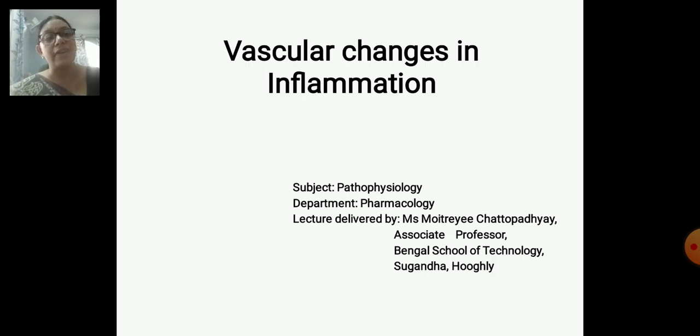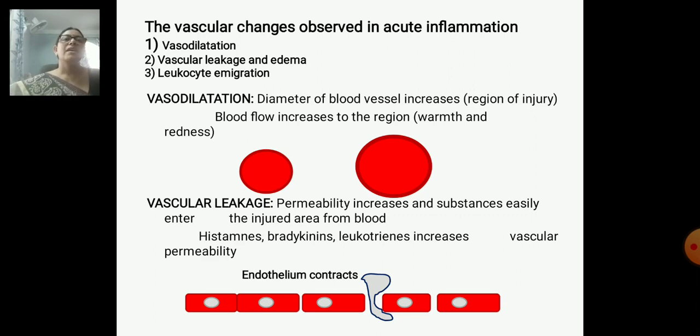Now, what do you mean by vascular changes? Remember, anything that is written with vascular is related to the vessel or the blood, that is, blood vessel and the blood. So the vascular changes that are observed in acute inflammation are, first, vasodilation, second, vascular leakage and edema, and the third is leukocyte emigration.